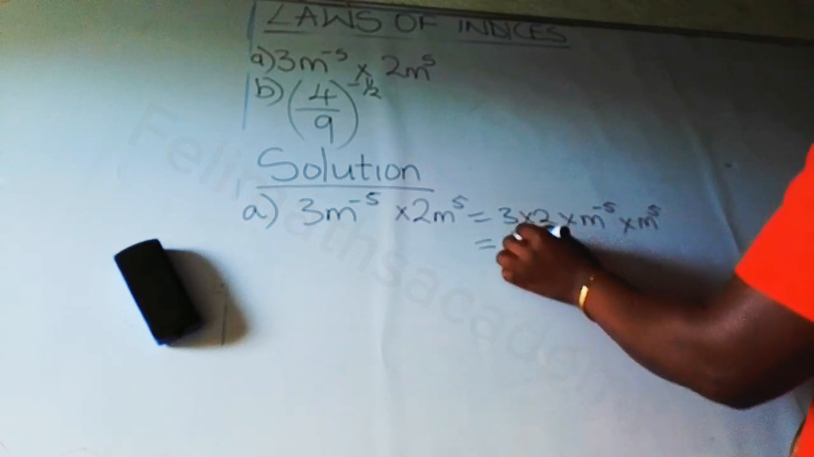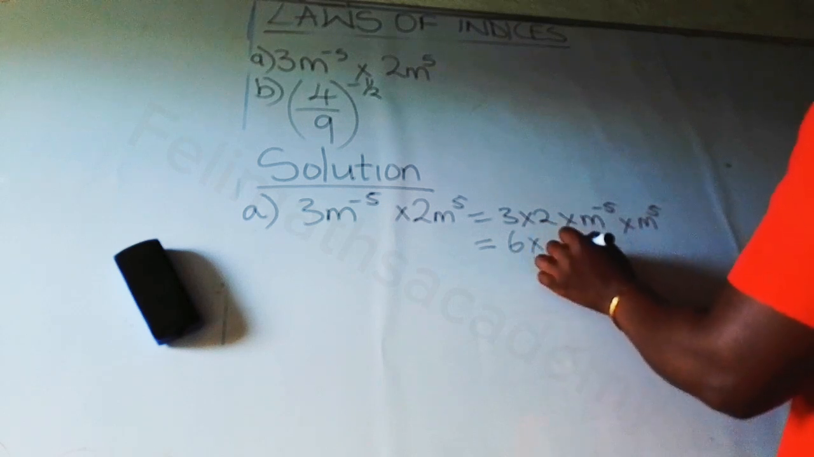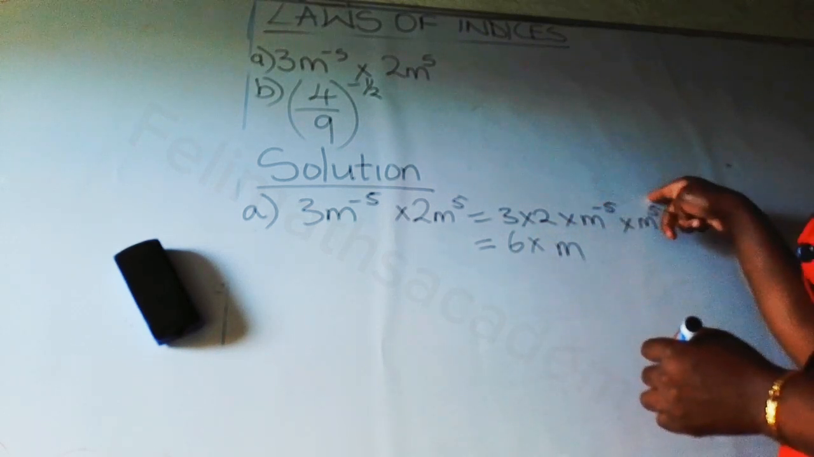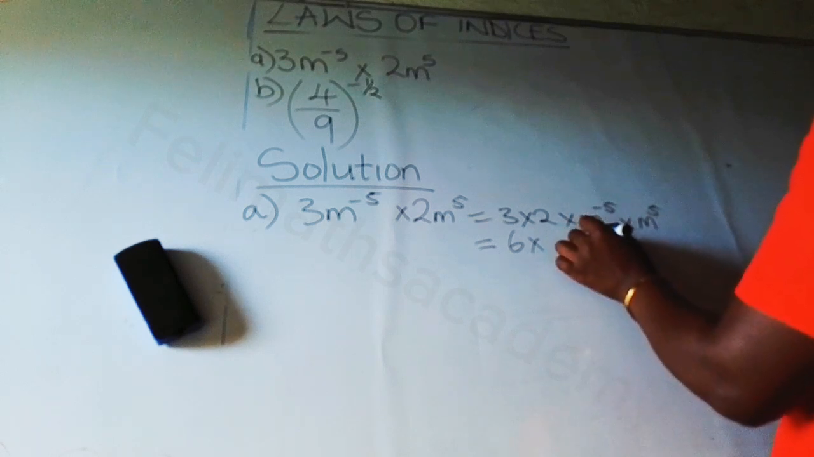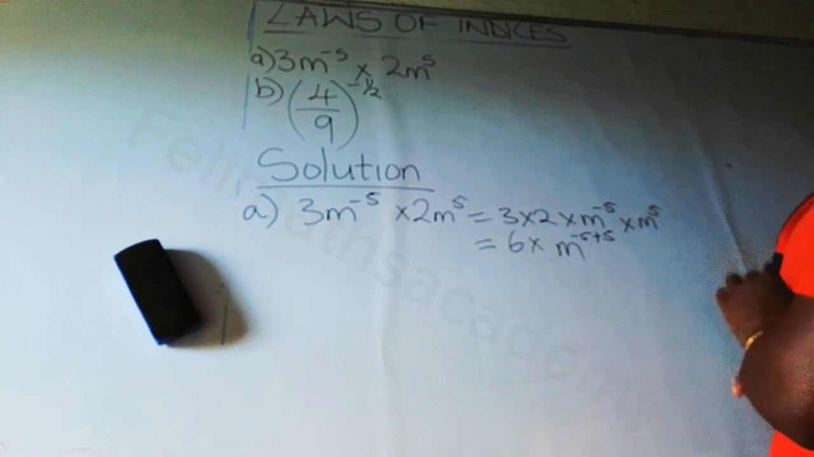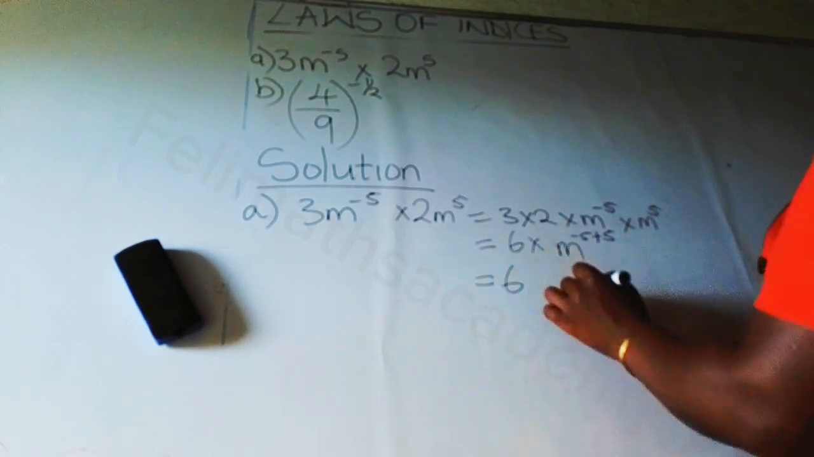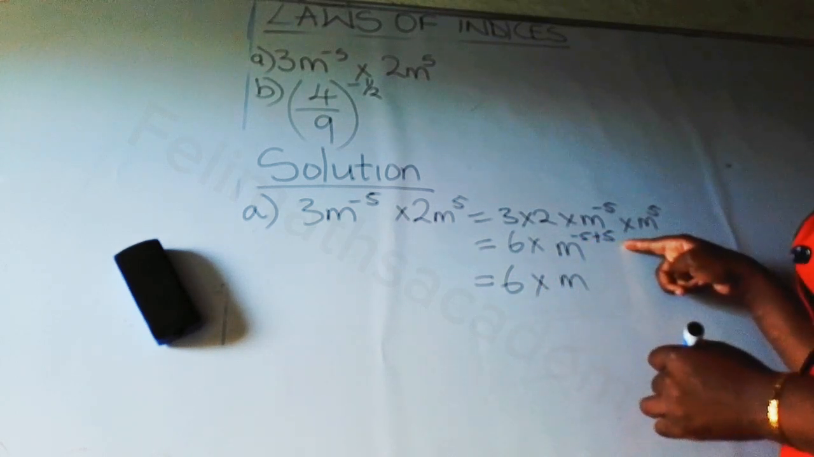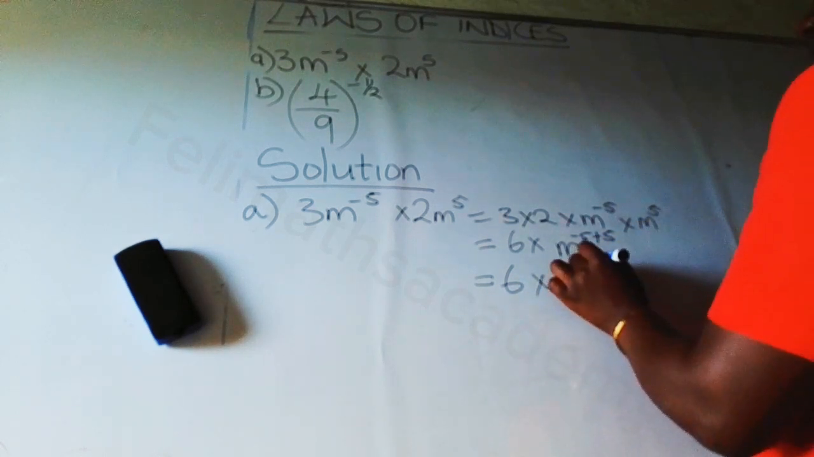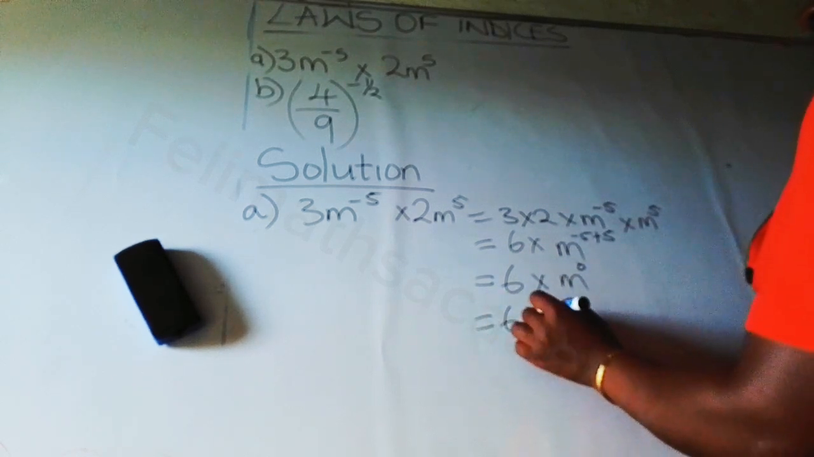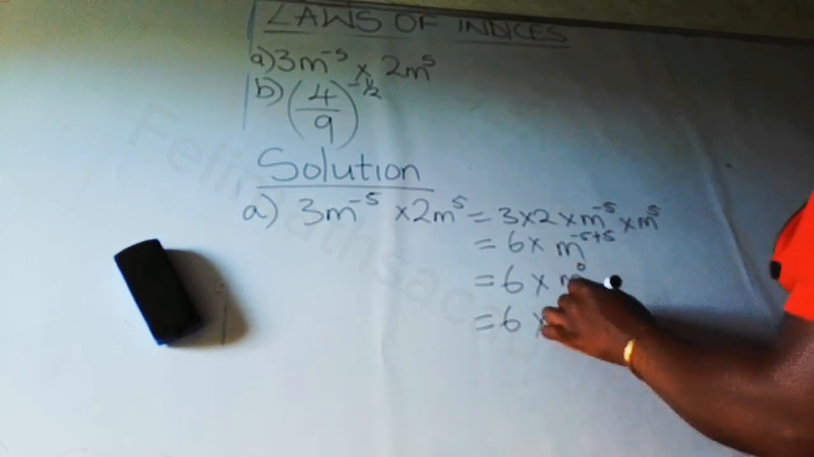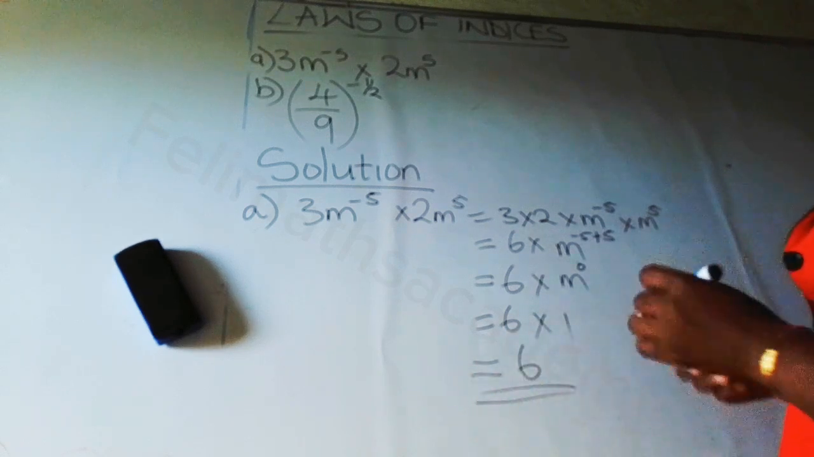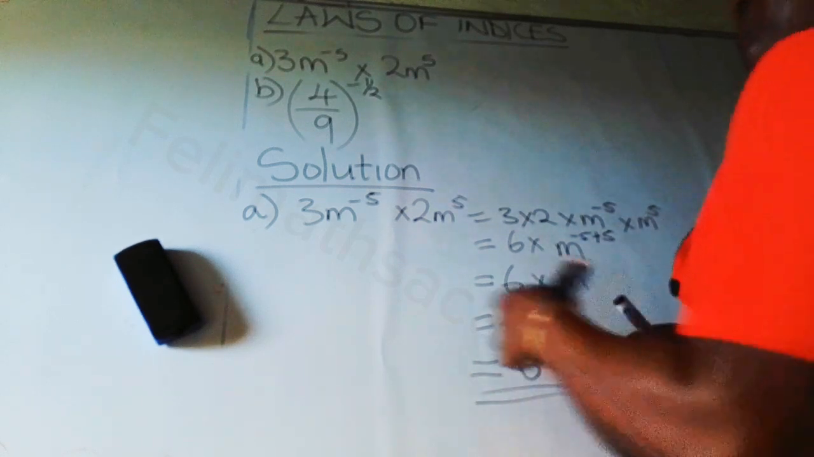So 3 times 2 is 6 times m. The same base, we are multiplying, so we add the powers: m to the power of negative 5 plus 5. So this is 6 times m to the power of negative 5 plus 5, which is 0. Any number to the power of 0 is 1, so 6 times 1 gives our result, 6. B.